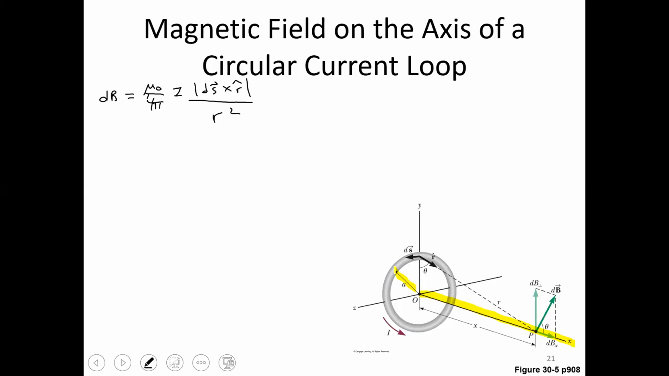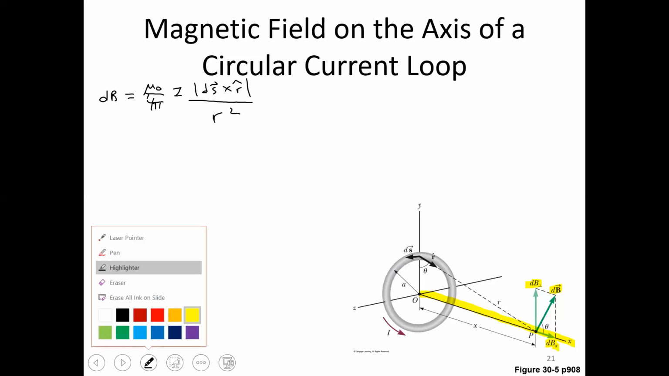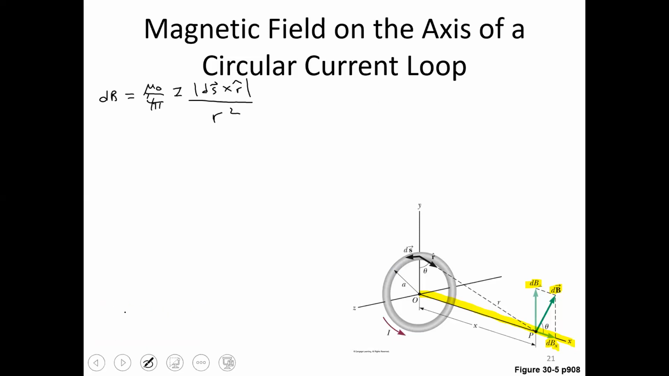Now for each little loop of current, you can see in our image here, we would expect with ds crossed with r, this little bit of current dB. And we're going to make an argument that with symmetry, the perpendicular portions of this cancel out, and the only thing we're going to be left with is the magnetic field along the axial direction, so along the x-axis. All right, so let's go to our math.